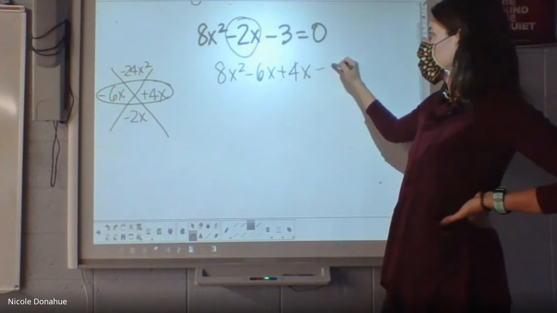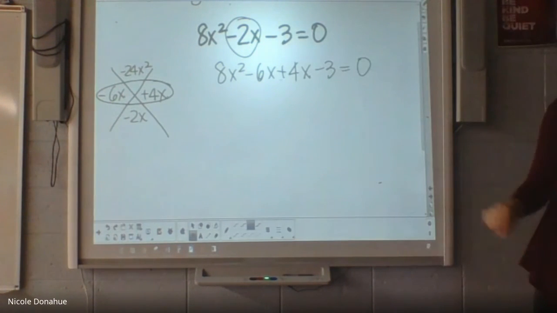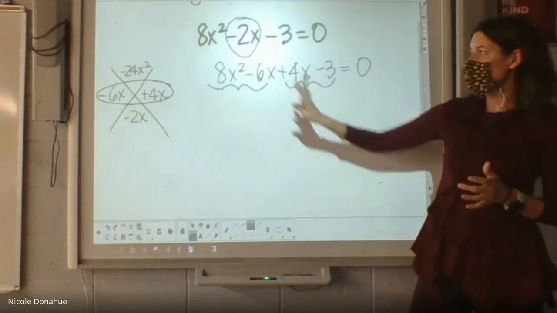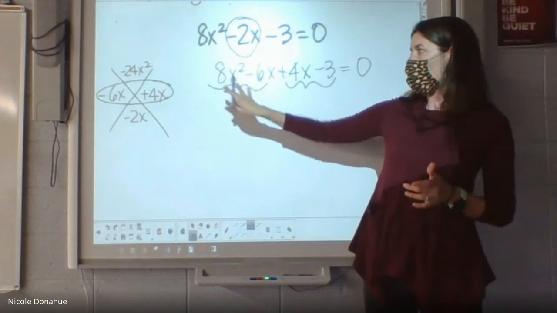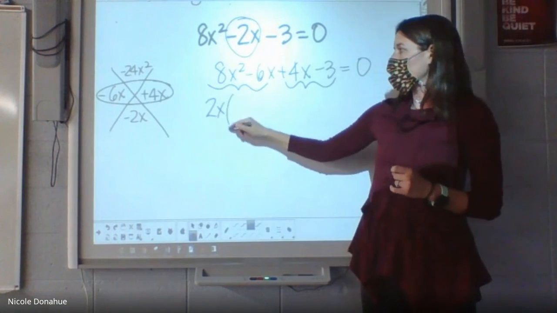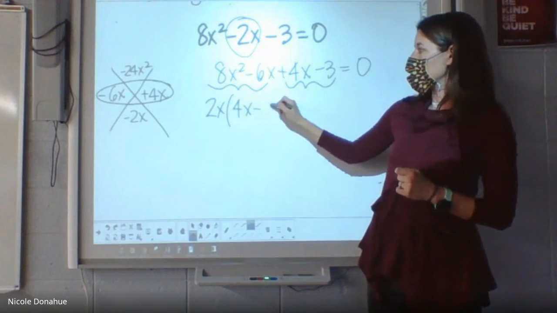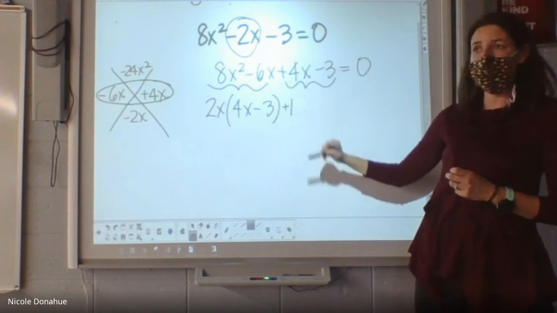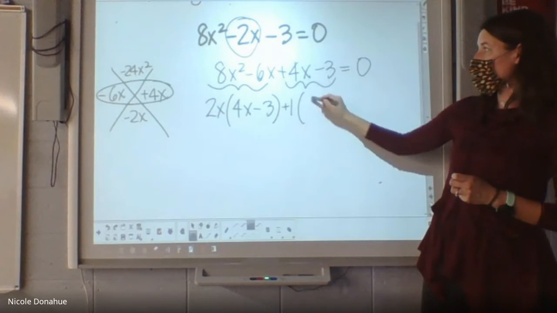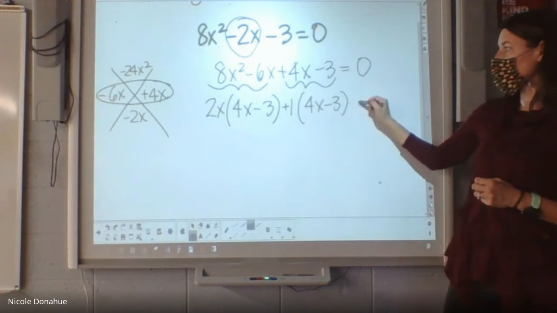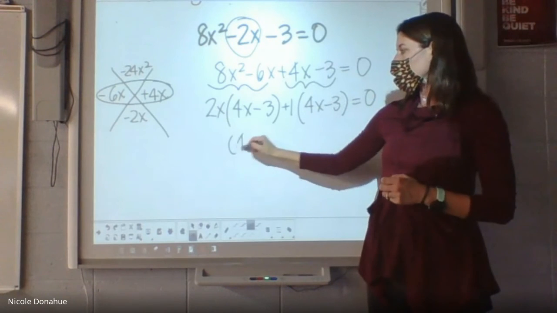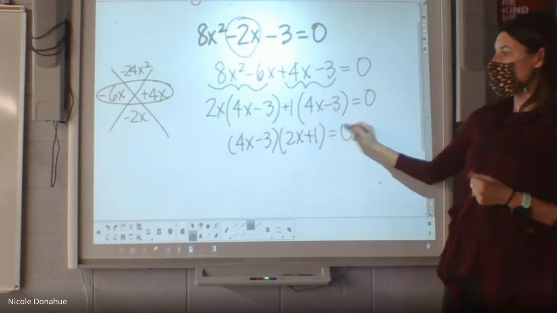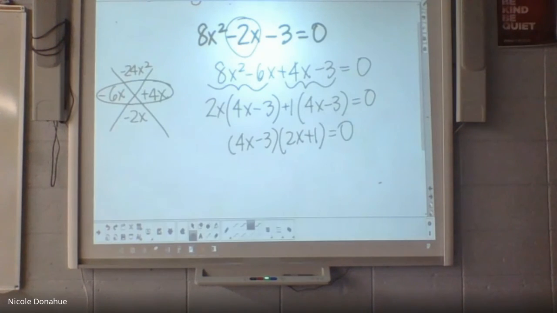Okay. At this point, now I'm going to group each of these. So this becomes like 2 problems in itself. So these first 2, I'm going to try and take something out. I'm going to take out a 2x, left with 4x minus 3. Out of these two, it actually already matches, so I'm just going to take out a 1 as a placeholder. And that's going to be 4x minus 3. And so I have 4x minus 3, and then 2x plus 1. And then I can set each of those equal to 0 to solve.